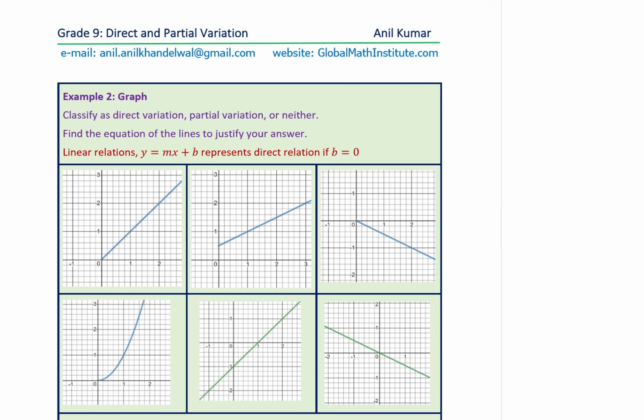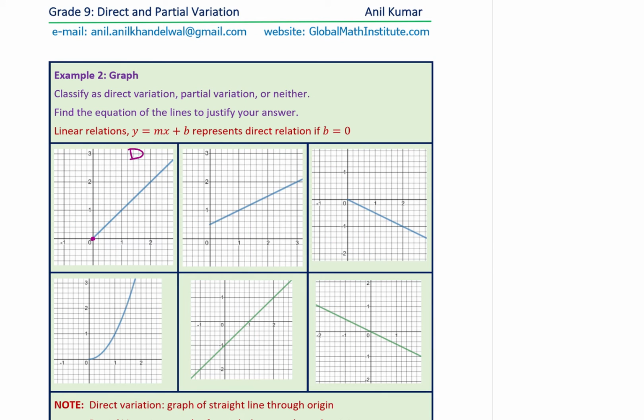Now we are going to do the same exercise, but this time with the graph. Classify as direct variation, partial variation, or neither. Find the equation of the line and justify your answer. Linear relation you know is y equals mx plus b, but it could be direct if b equals 0. So in the first case, the line is going through the origin. Clearly, this is a direct variation. The line here is partial variation as the y-intercept is not the origin.